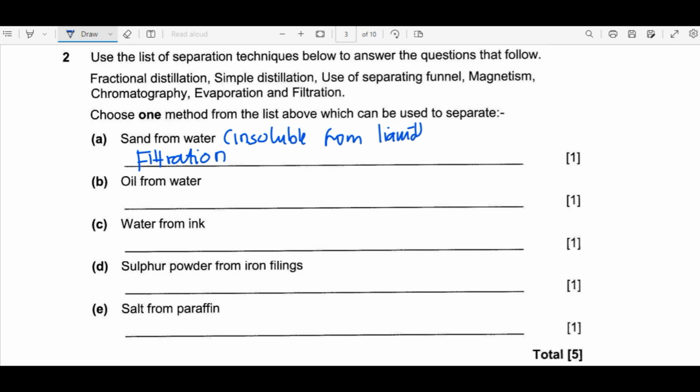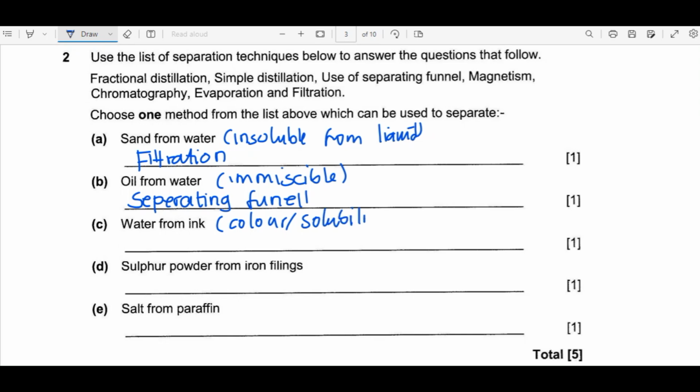Then the second one, we have oil from water. We are looking at immiscible liquids. Immiscible liquids are those that cannot mix because of different densities. So oil from water, such as cooking oil from water, we use a separating funnel. Then here, water from ink has to do with color. Apart from color, solubility. So we have chromatography.